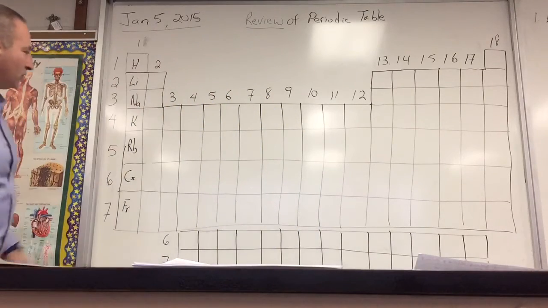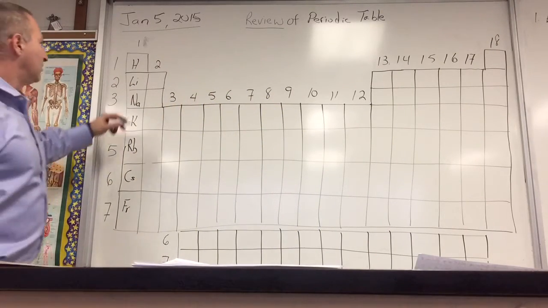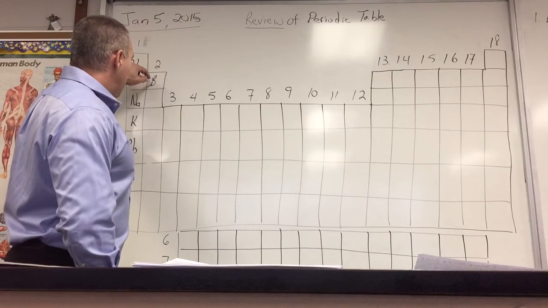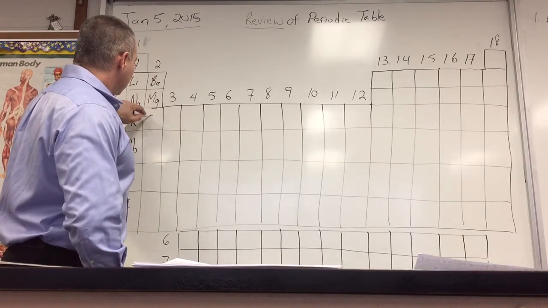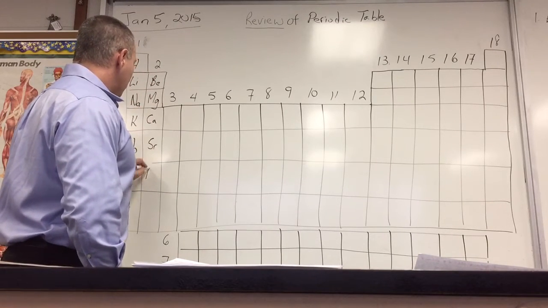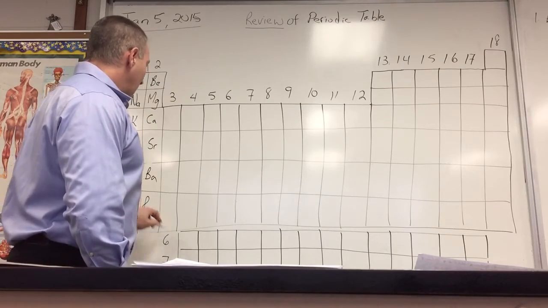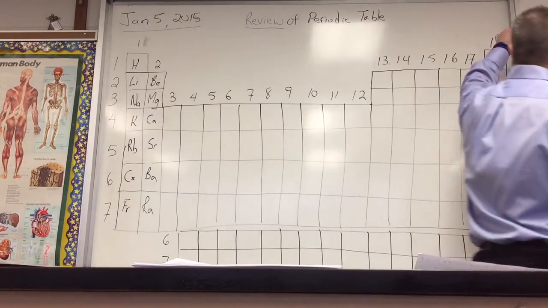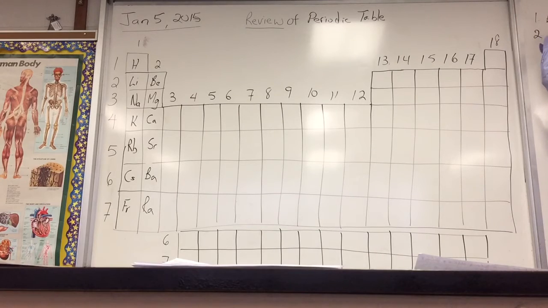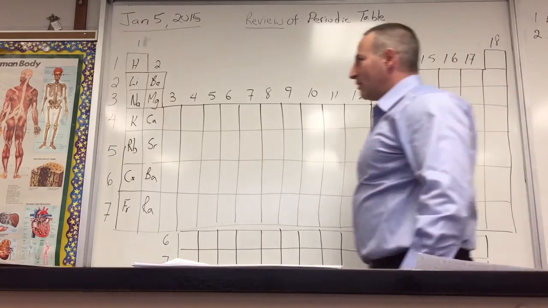Group 2 is also a group of metals, and we memorize it by saying Be Mg Ca Sr Ba Ra, and they are called the alkaline earth metals. Next week I'm going to be very strict on the spelling. Since we've been doing this since September, you should know how to spell them correctly.